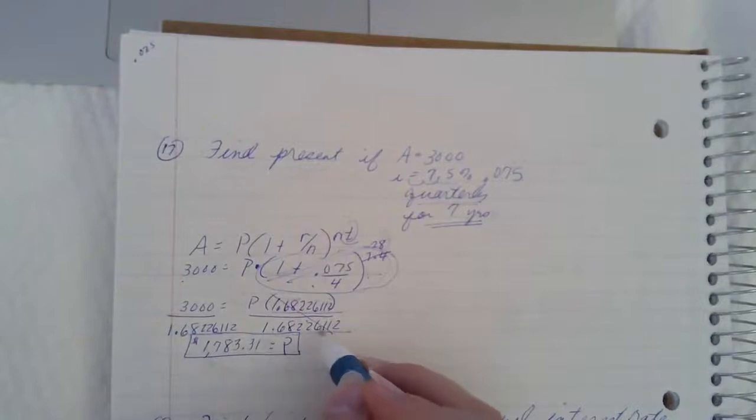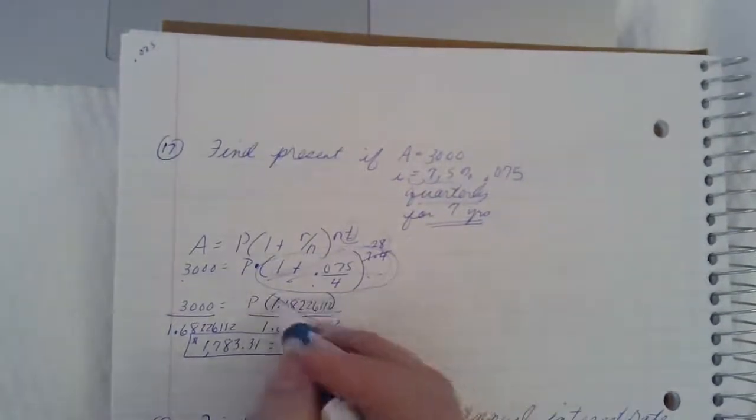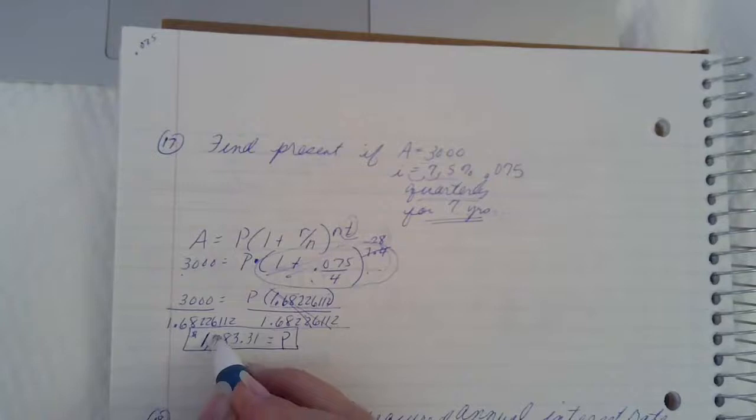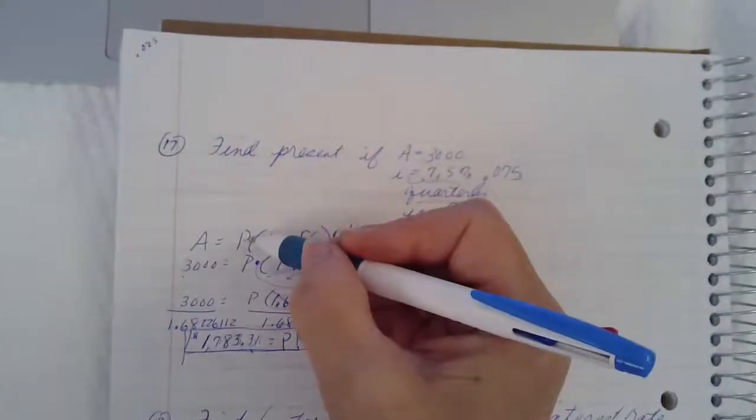Divide that on each side, so it becomes 3,000 divided by that last answer, which should give me $1,783.31. Again, you expect the P value to be less than the A value. This is what it was, the principal or the present value, before it grew to that.